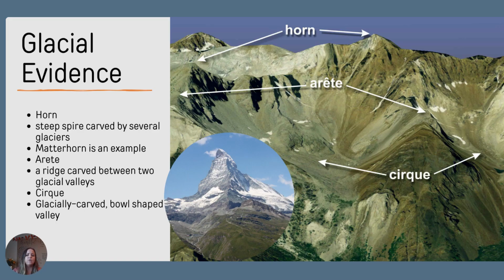Then we also see things like horns, arêtes, and cirques. Horns are very steep spires or steep pointed mountains that have been carved by several glaciers around them and left this point in the center. The Matterhorn there is an example. There's a photo for you. Arêtes are ridges that are carved between two glacial valleys. You would have two glaciers on either side, and where they meet, they would create this arête, or this ridge of material. And then a cirque is where those glaciers would be. It's the carved bowl-shaped valley that those valley glaciers would have sat in.